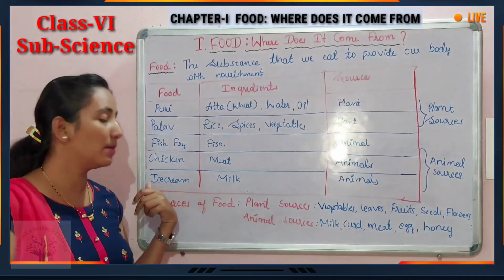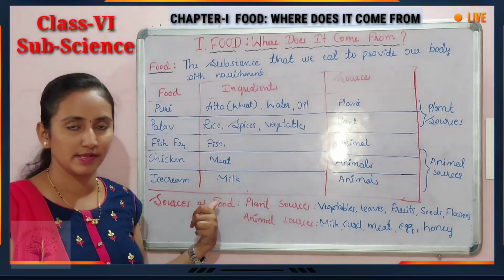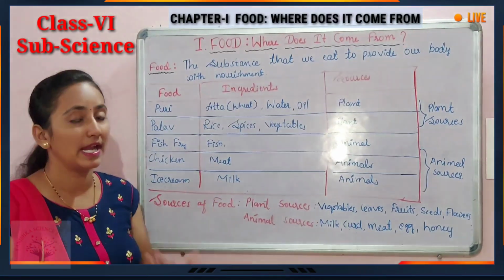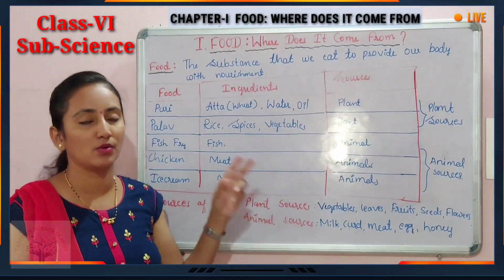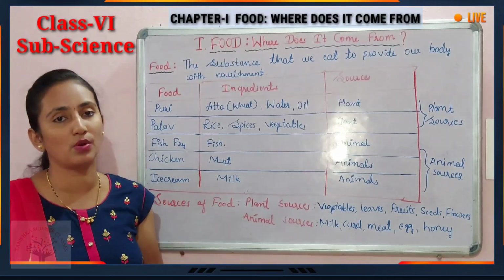Animal. So next I take milk. So what will give milk for us? Animals only. Is it right? So milk and its products we will get from the animals. Is it right? So the sources of these ingredients, we got here two different sources.